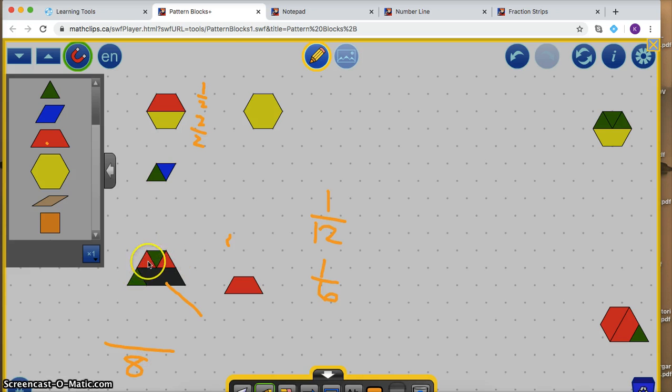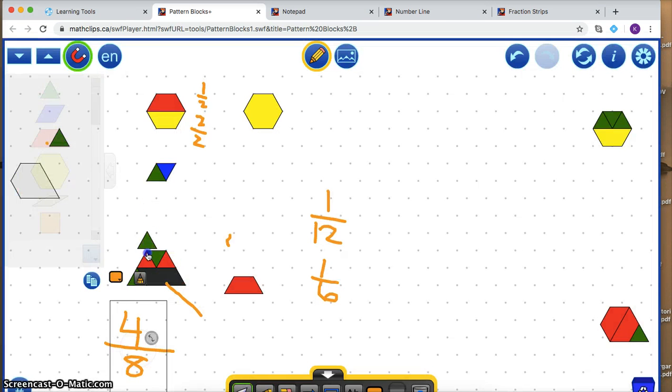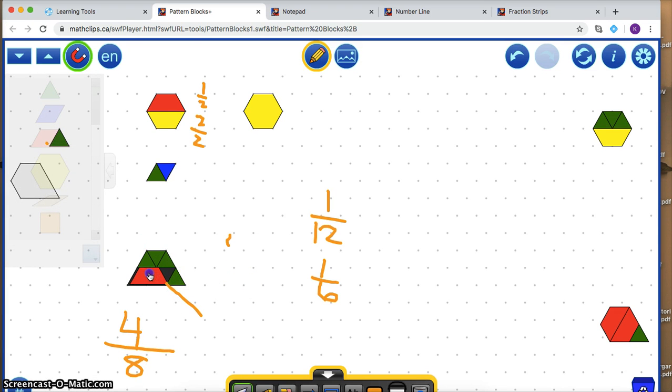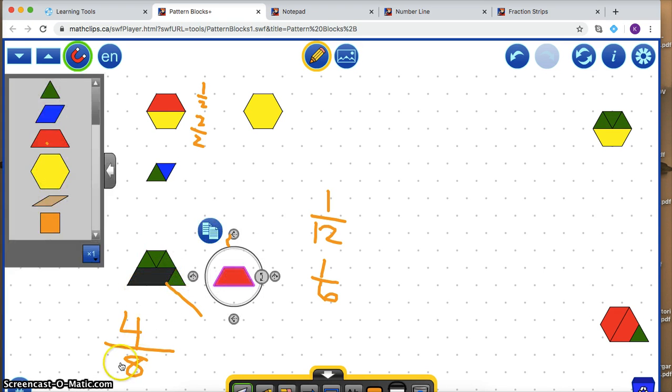And this, even though I'm not using all the green pieces, it's 1, 2, 3, 4. 4/8. And you could prove that again by layering the green over top. Okay, so when you are proving it, you do really want to show all equal denominators. And although visually this doesn't look like our half, we can prove it by filling it with the amount, and we know 4 is half of 8.